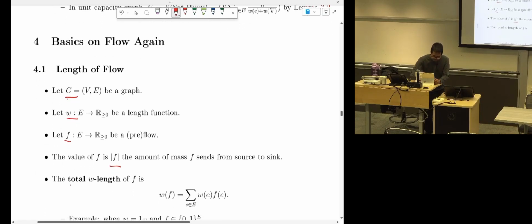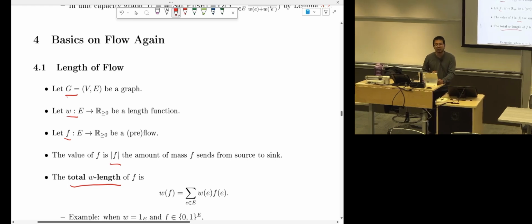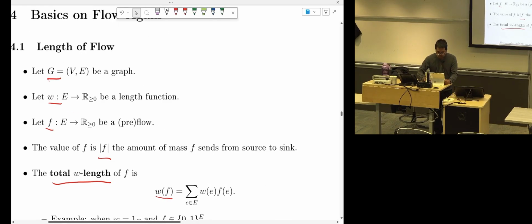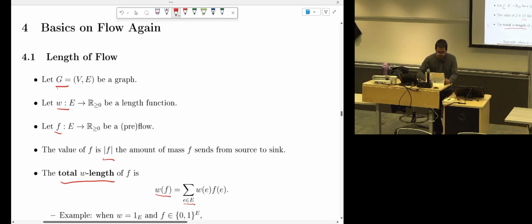Now the new concept is total length. Total length of the flow is just this thing. I write W of F, which is just the sum over all edges of the weight of the edge times the amount of flow on this edge.